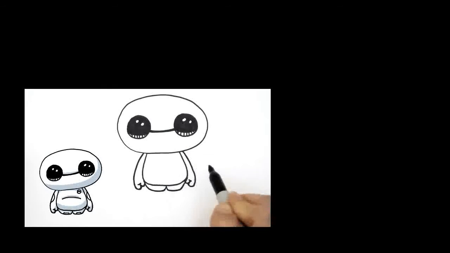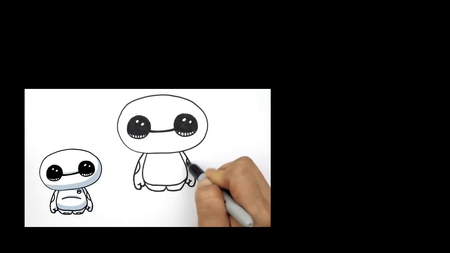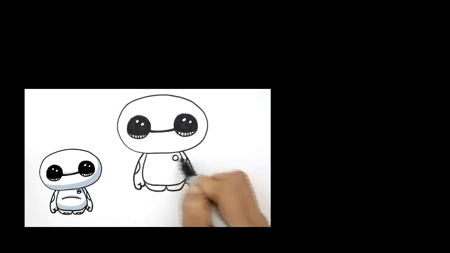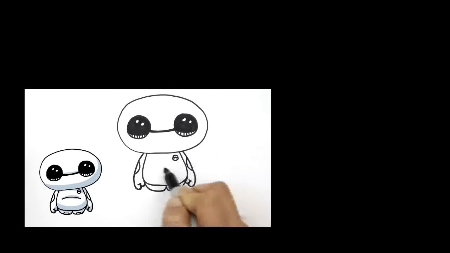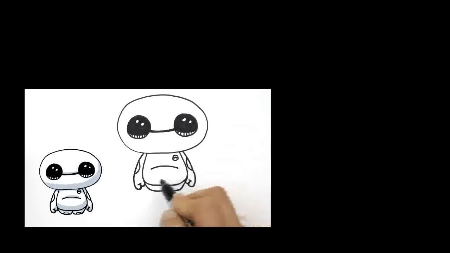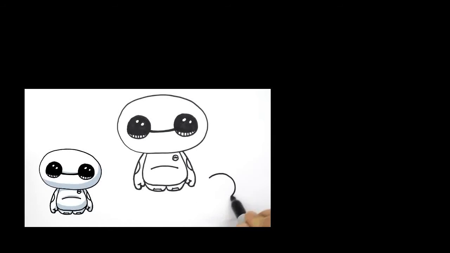And now we can go into some more details, like the patch on his arms. And there's a little logo right here. And a little line right here just to make him look like he has a little tummy. And some more details on his feet. And there you go. It's my Baymax. Hope you like it. And let's give him a soccer ball, because that was a really cute part of the movie.